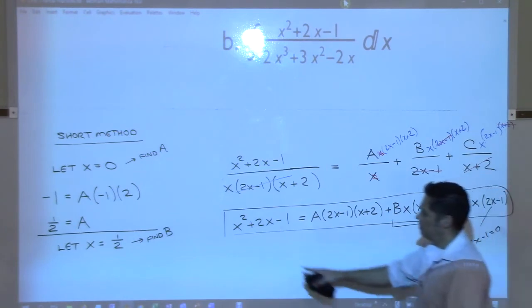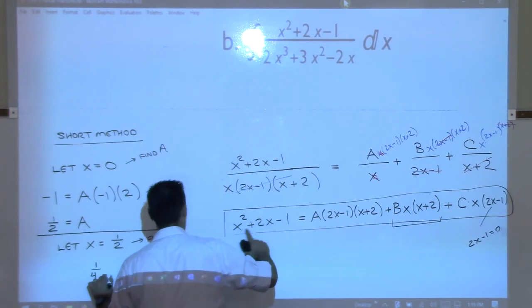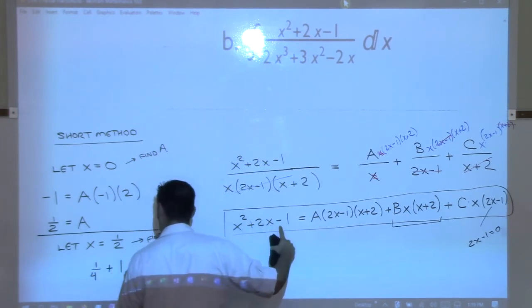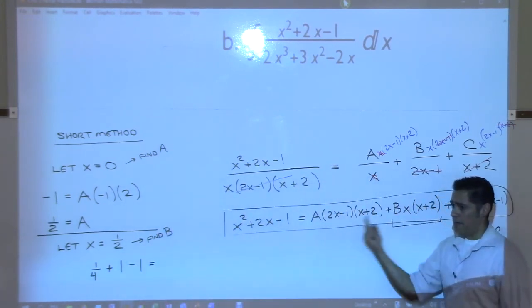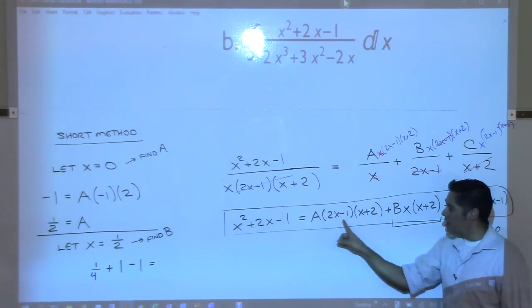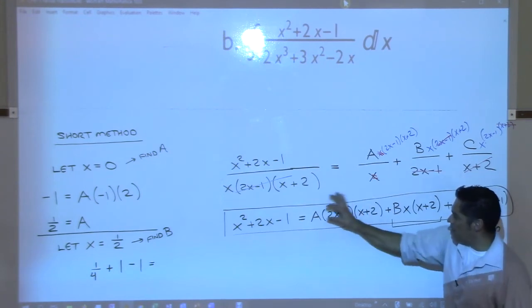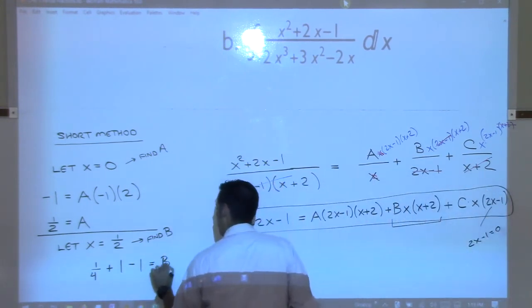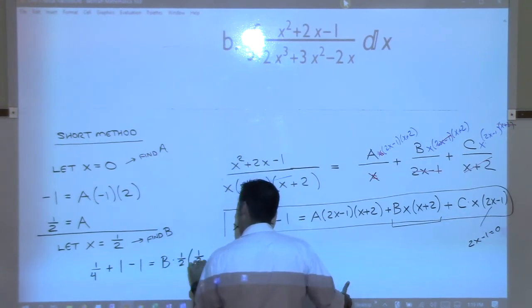Here we go. 1/2 squared, right? 1/4. Okay, plus 2 times 1/2, 1 minus 1 must equal, and now this we know is going to be 0, right? That's the way we designed it. When we plug in 1/2 right there, 2 times 1/2, that's 1 minus 1, 0. That whole thing's gone. So is this one. But we still have to plug 1/2 in here. So b times 1/2 times 1/2 plus 2.